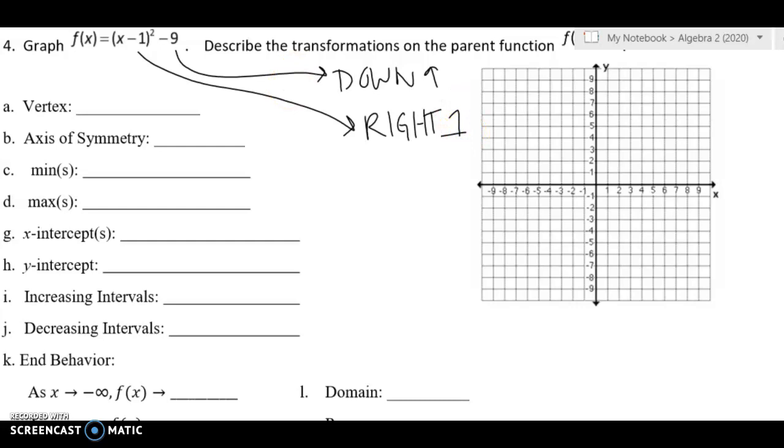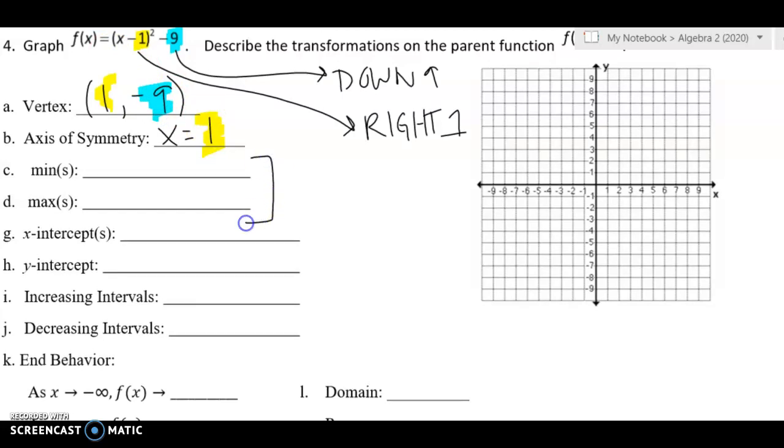And then we're going to do the vertex. The vertex is the opposite of the inside, the same as the outside. So opposite of the inside is a positive 1, same as the outside is a positive 9. Axis of symmetry is always going to match that x value, which is a positive 1. Okay, so let me highlight here so you know that the blues go together and the yellows go together.